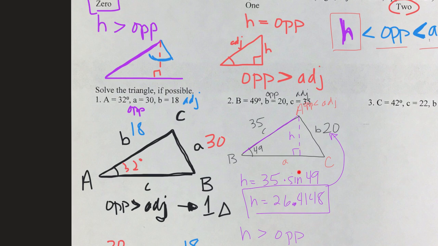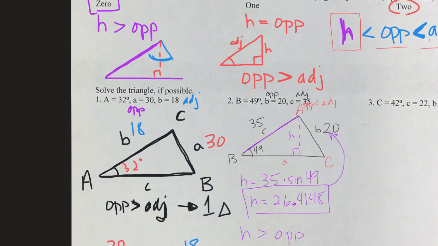Okay, so it did meet the fact that the opposite side was less than the adjacent side, but when we calculated the height, we found that the height is greater than the opposite side. And you can't have a triangle if this is too long, right? This is like a swing where the height of the swing better be greater than the radius, or you can't actually swing. Okay, so if the height is greater than the opposite side, there are no triangles to be found.